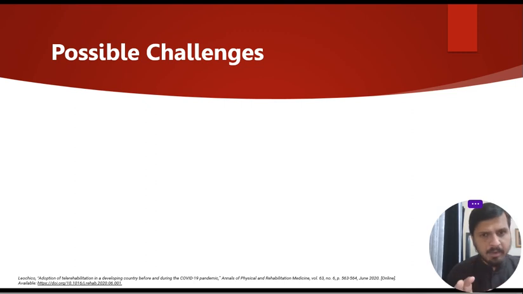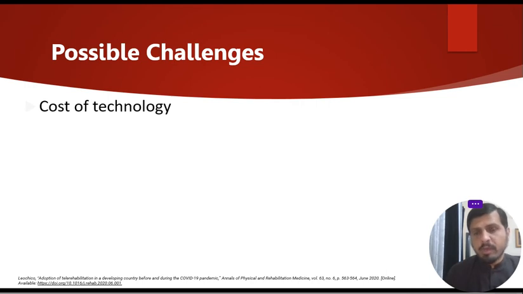But at the same time, there are certain challenges that we need to understand and address. The first is cost of technology. We need to understand that it might look easier, but not everyone is able to afford a good smartphone. There are poor people out there. There are people who have spent all their resources on the management of acute disability, traumatic spinal cord injury, or stroke, or amputation. They don't have those kind of fancy, high quality, high end smartphones. So cost of technology is an issue.